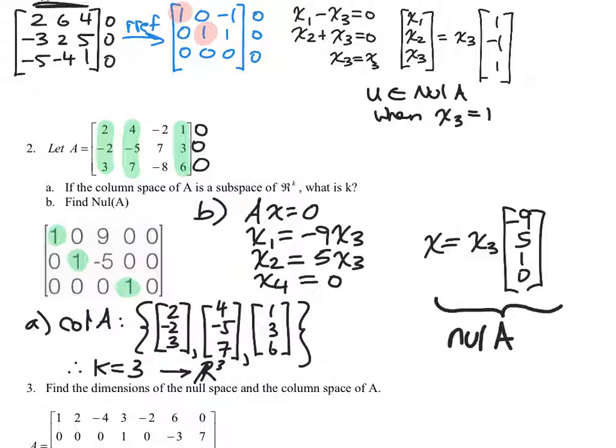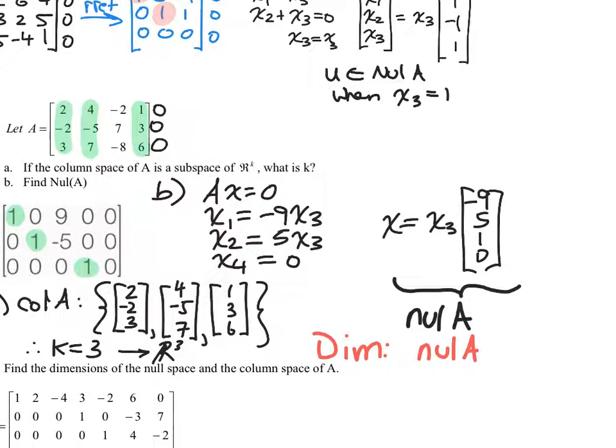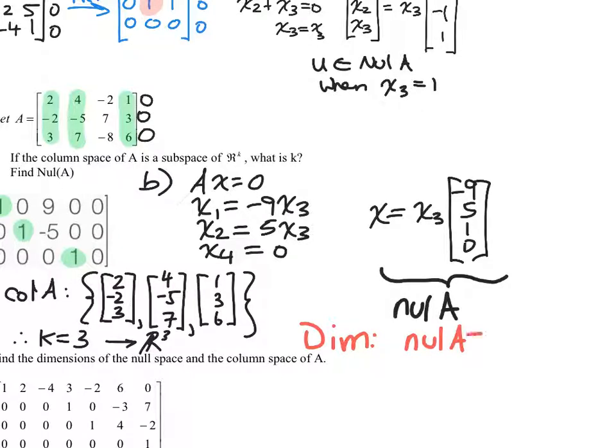So if I wanted to find the dimensions of the null space, really it's just, well, how many free variables did I have? One, right? Number of pivot columns, how many vectors made up my column space? All right, so in this case, I could say that the dimensions of my null space and column space would be 1 and 3 respectively.